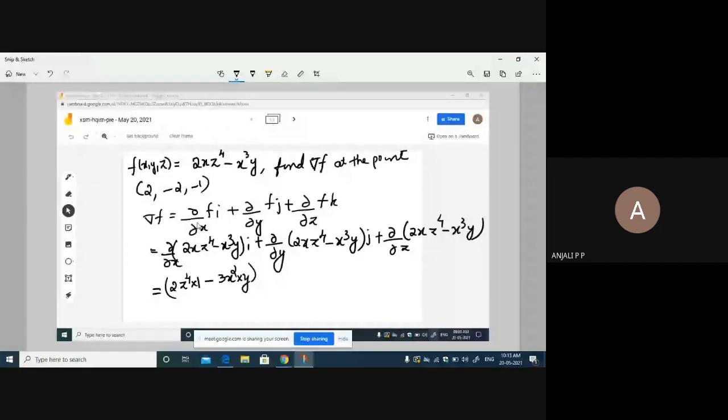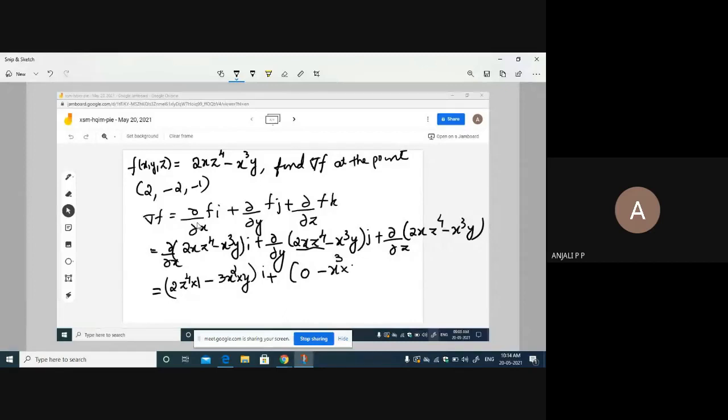Did you get this? First term, 2x z raised to 4, partial derivative is 2z raised to 4 into 1. You only want to differentiate this x. All others are constant. Plus, the second term is what? Dou by dou y. The first term didn't have any y term, so it is 0, because all of 2x z raised to 4 is constant. So the derivative is 0, minus x cube, which is again constant because we are differentiating with respect to y. So minus x cube, derivative of y is what?